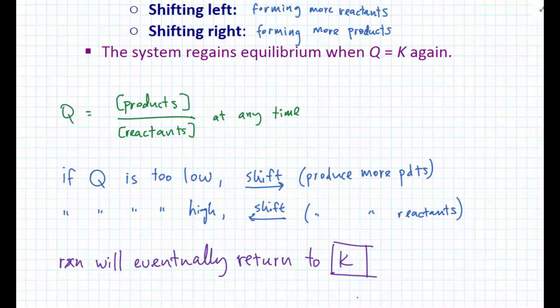So if we disrupt an equilibrium in such a way that Q changes, right, at equilibrium, Q and K are the same. If we disrupt it so that we can recalculate Q and change it, we have to then figure out which direction the reaction needs to go in order for that Q to become equal to K again. Just like we were talking about before.